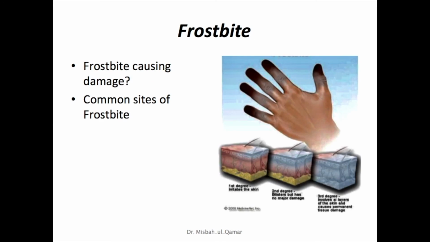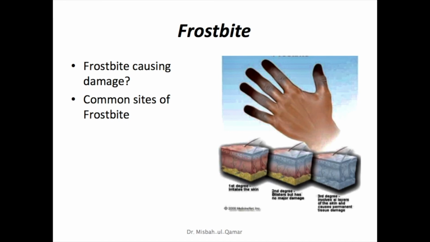Next, localized presentation of hypothermia is frostbite, which is a term which you might have heard in some mountaineer based movies. Frostbite occurs when the body is exposed to extremely low temperatures. In other words, the surface area of the body can freeze upon exposure to cold, and this phenomenon is called frostbite. Now the question is how this frostbite could result in permanent damage.